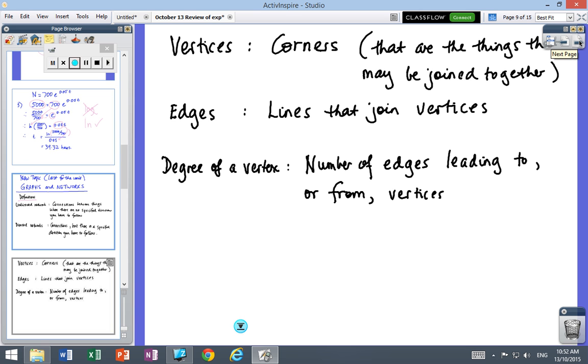So the next three words that come up are vertices, and we've done vertices before because we've done topics with shapes. So vertices are the corners, edges are the lines that join the corners, and the degree of a vertex is how many lines join it. So I'm going to say that again. Vertices are corners, they're the things that you're connecting. Edges are the lines that connect the corners, and the degree of a vertex is how many edges join it, and we've got an example coming up in a minute.